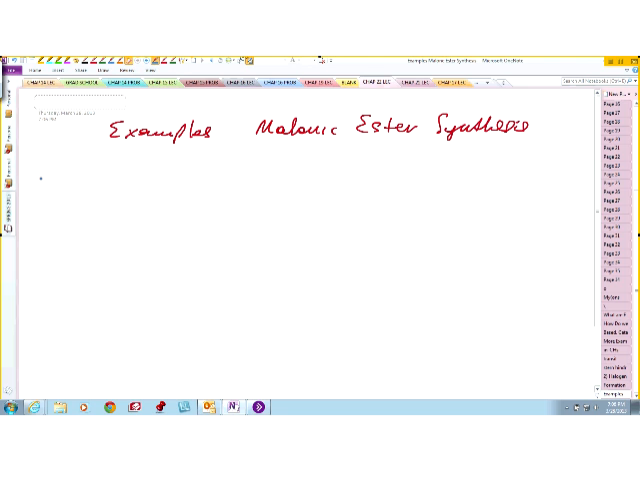Of course, you start with malonic ester. Then I do this, step 1. Generally, when you start with malonic ester, the base that you use to form the enolate will be ethoxide, because you have ethoxide in the ester.